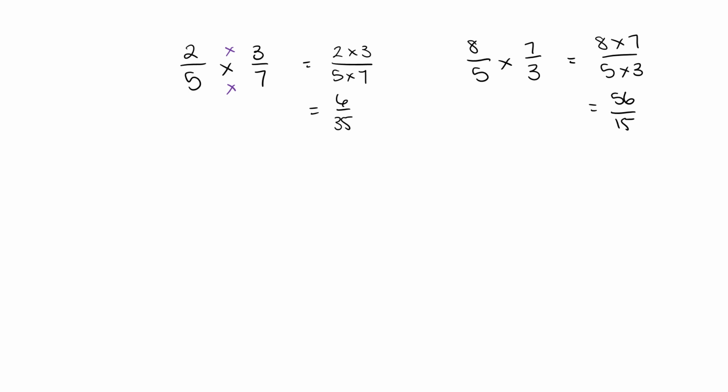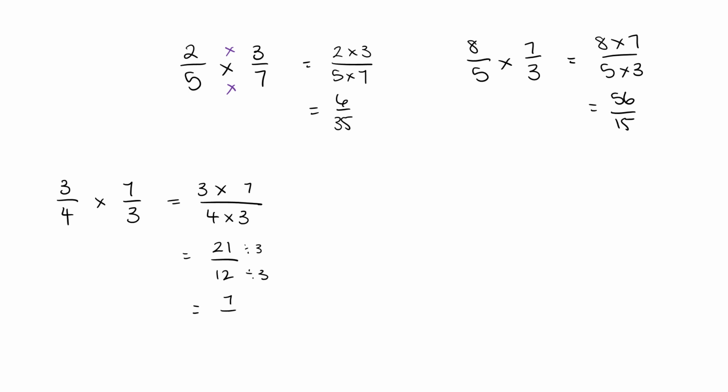Now, if we have a look at this example here, we've got 3/4 times 7 over 3. You can do the traditional multiply across and then simplify at the end, but we can also do something called cross-cancelling. So we're going to work through it in both ways. If we did it the traditional way, we would have 3 times 7 over 4 times 3. That would give us 21 over 12. And there we've got a common factor of 3. And so we would end up with 7 over 4.